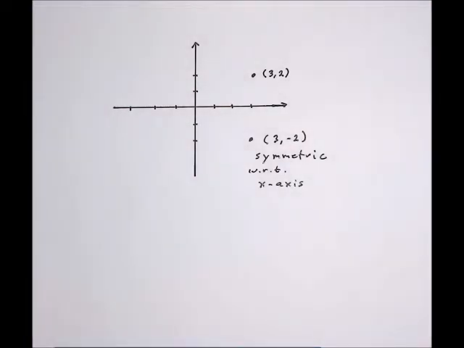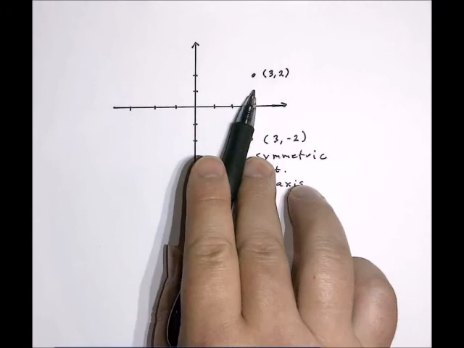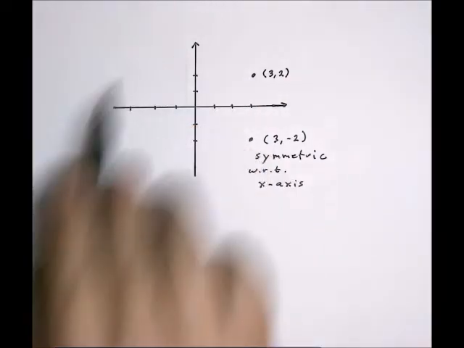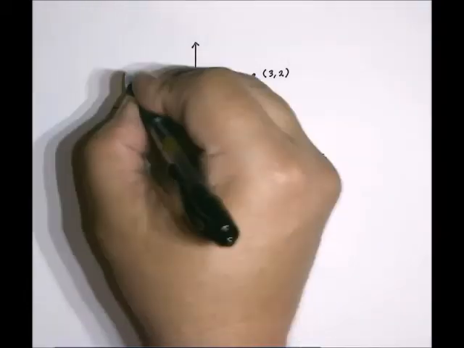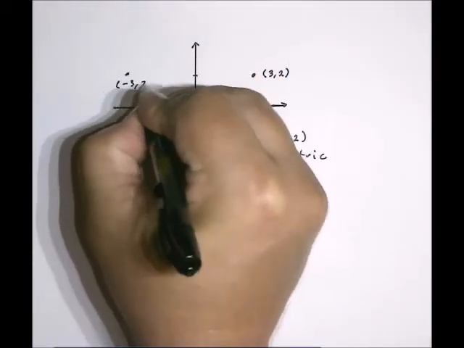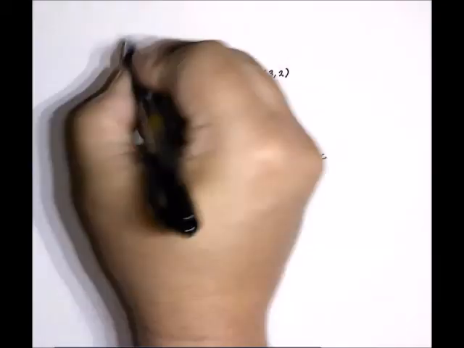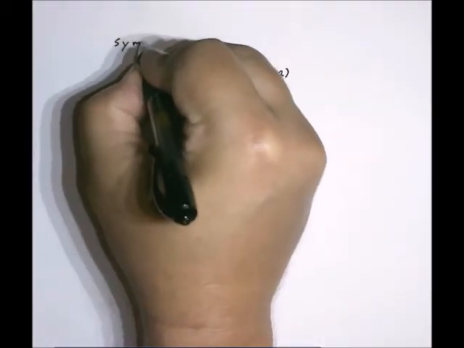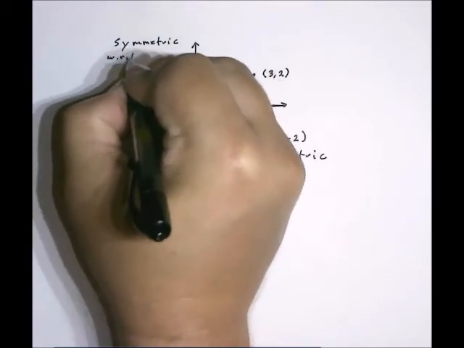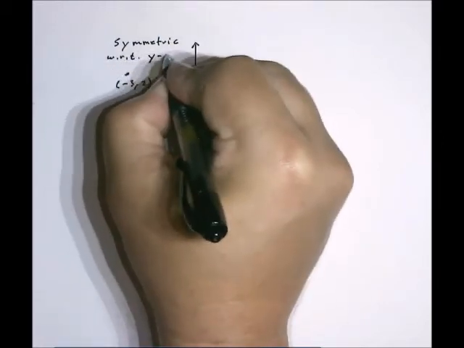If you're looking for the point symmetric to 3, 2 with respect to the y-axis, same basic idea, you just flip it around the y-axis to negative 3, 2. And this is symmetric with respect to the y-axis.